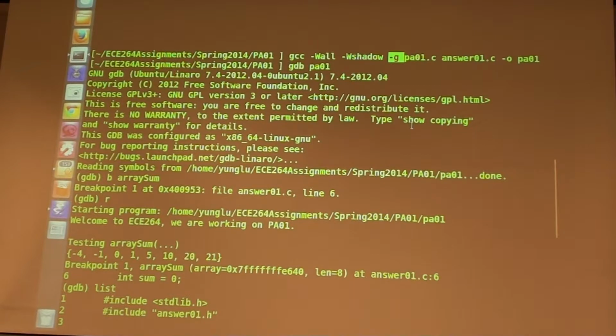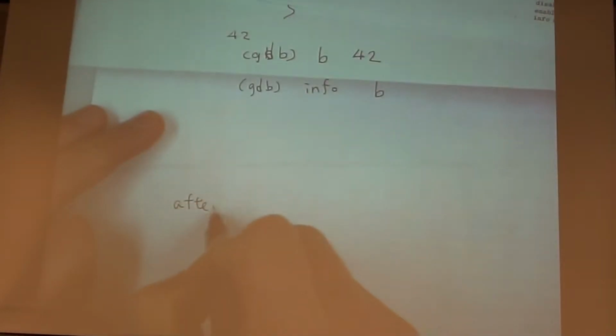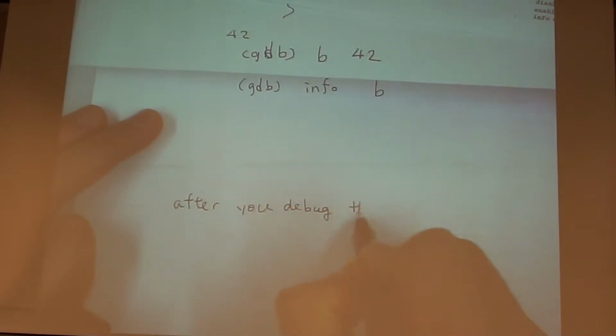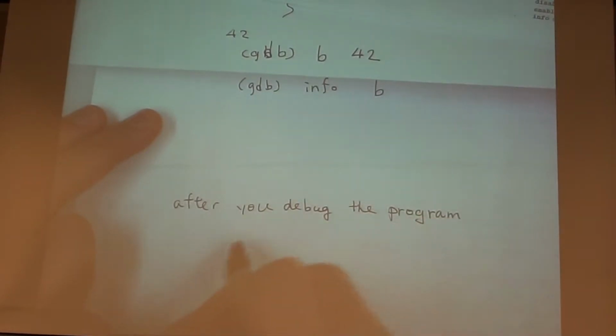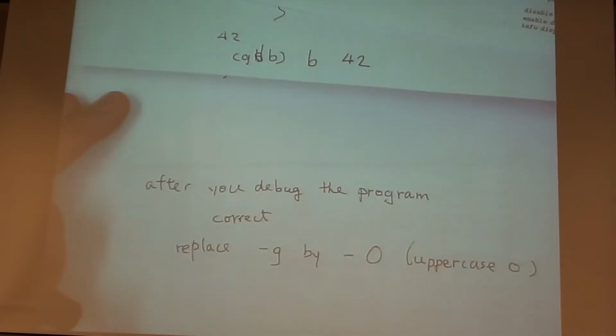Once you are confident your program is correct, you replace minus g with minus uppercase O. After you debug the program and you are confident it is correct, replace minus g with minus O. It's important it's uppercase, not lowercase.